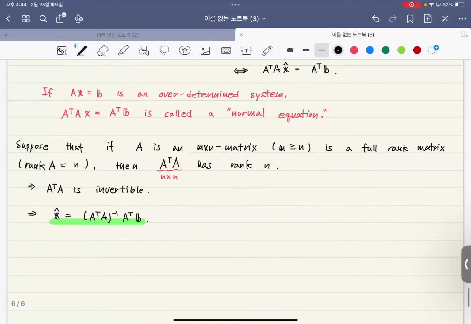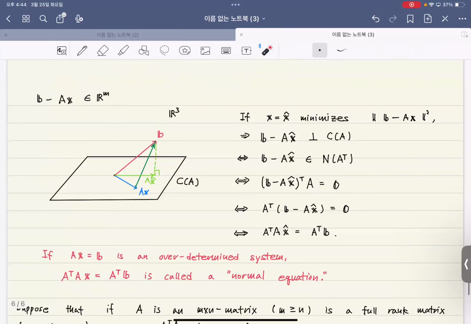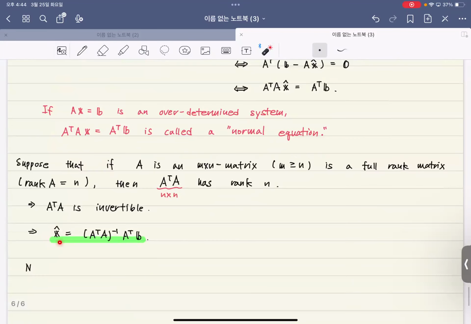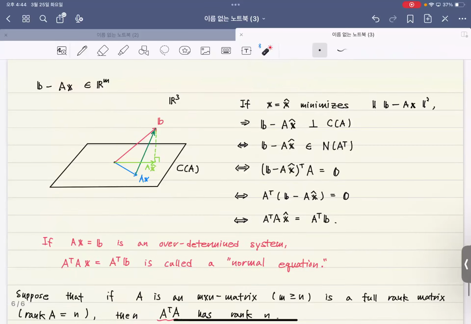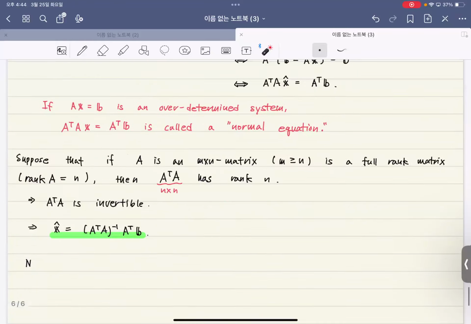Now, lastly, we have been talking about the projection. So now we know how to find the least square solution. Now let me go to the projection. From this picture, we can say the projection of vector B onto the column space is precisely A times X hat. X hat is just a least square solution, but A times the least square solution is going to be the projection of this guy onto this space.